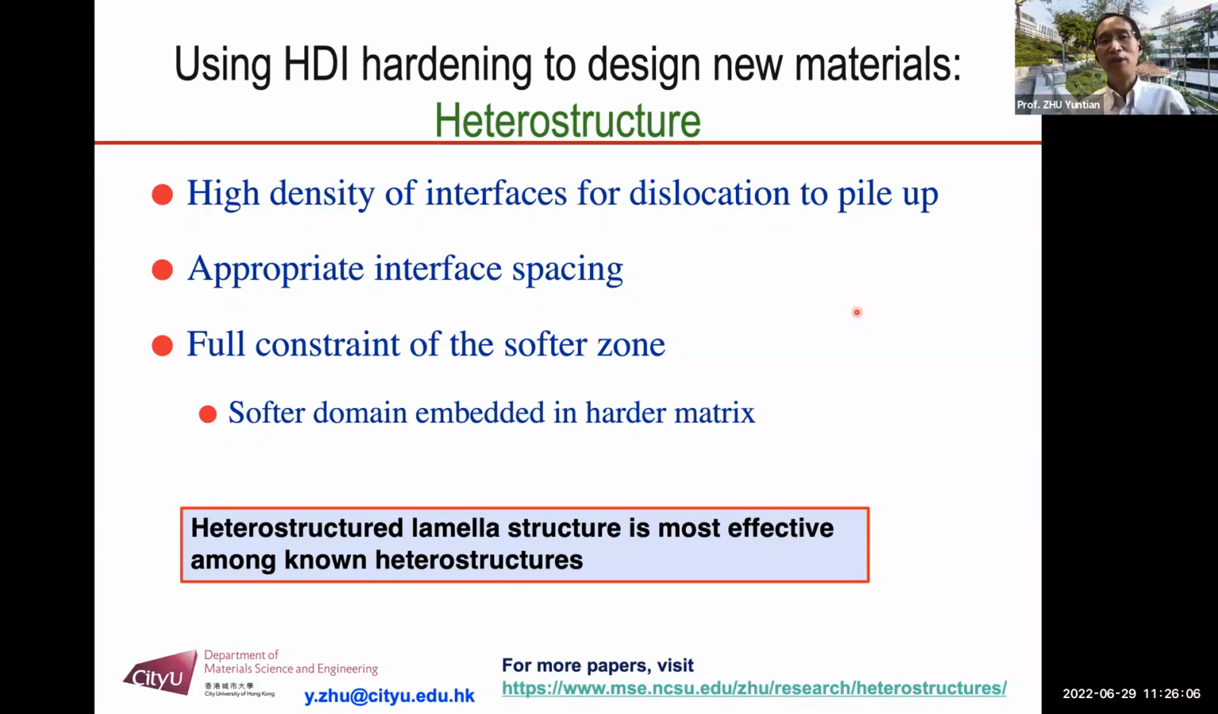Typically, from our experience, the volume fraction of softer zone should be in a range between 20 and 30%. That makes it the most effective. Of course, the optimum volume fraction could be affected by the strength difference between the two different zones and other factors. Those we do not understand well. That may take years for us to understand, which is a good thing because we can justify our research funding.